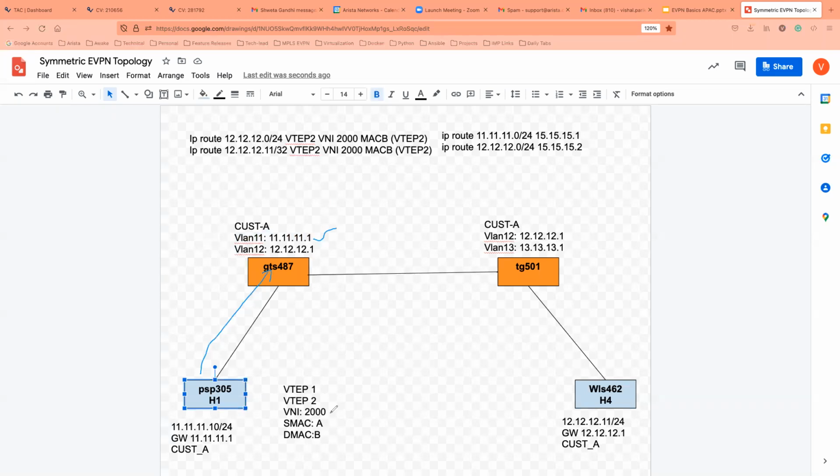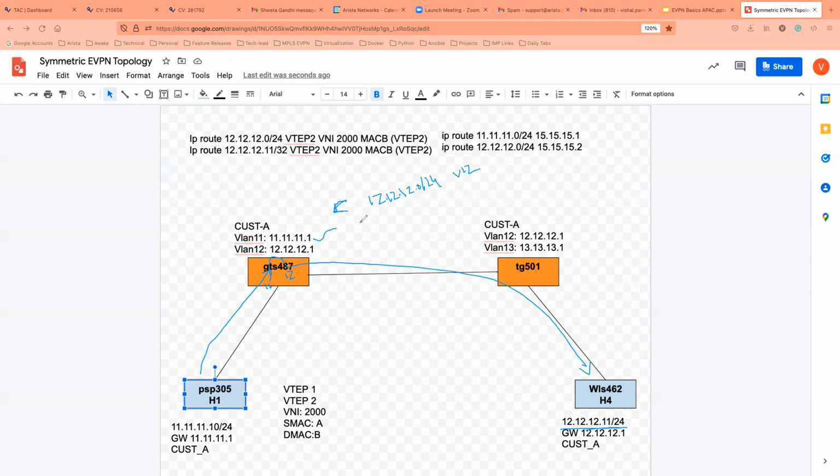It will check the destination IP, which is 12.12.12.11. It will consult the routing table that for 12.12.12, because it is a directly connected subnet, you will have an IP route that 12.12.12.0/24 is directly connected on VLAN 12. So you will route the packet from 11 to 12, and now you have to bridge the packet. You have to directly send the packet to the host, right?